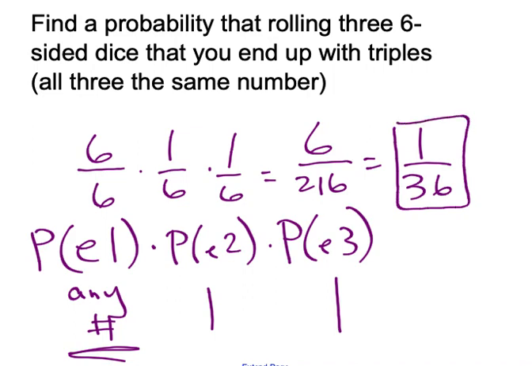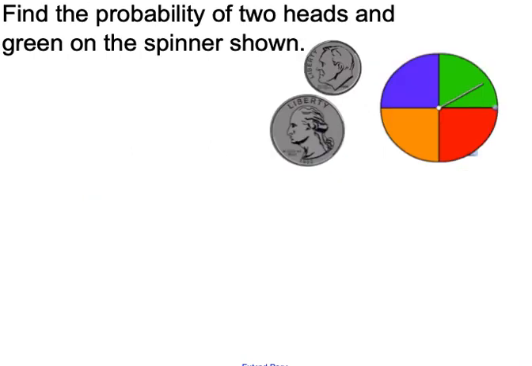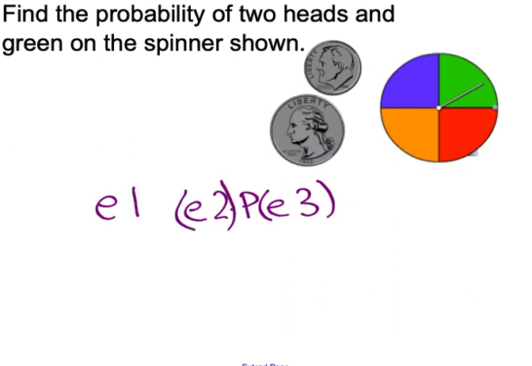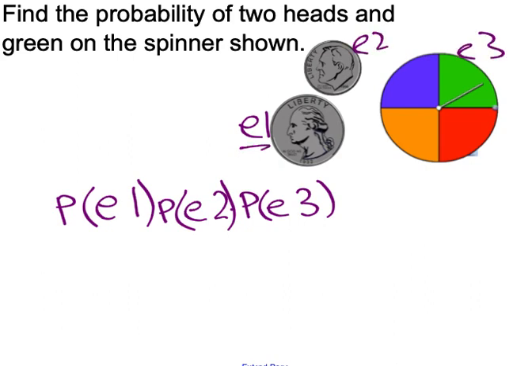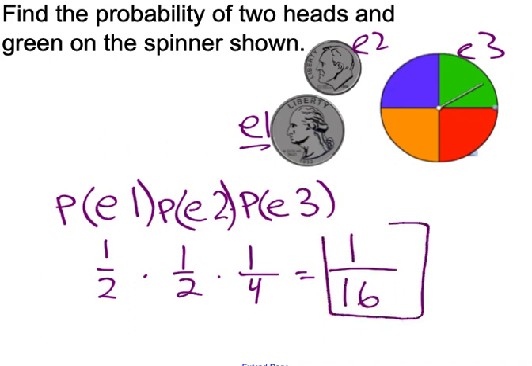Next, find the probability of 2 heads and green on the spinner. All right, so let's treat these as event 1, event 2, and event 3. And we're going to do the probabilities multiplied together here. Event 1, getting heads on the quarter, is 1/2. Event 2, getting heads on the dime, is also 1/2. And event 3, getting green on the spinner, is 1 out of 4. This gives us an overall probability of 1 out of 16.